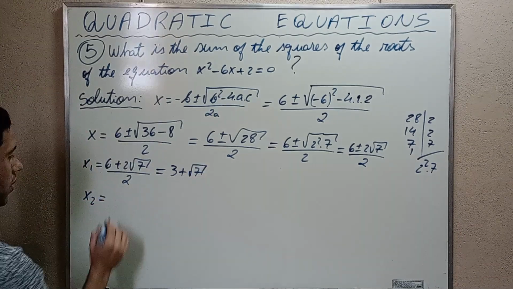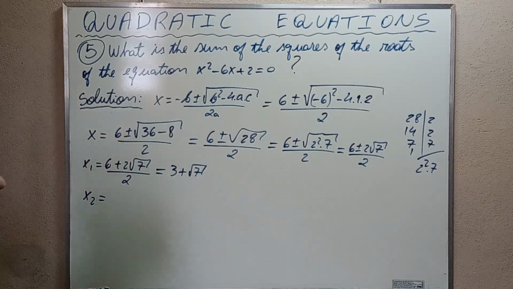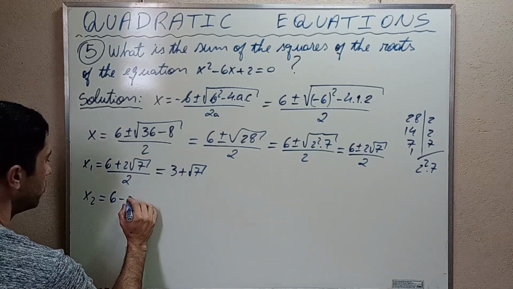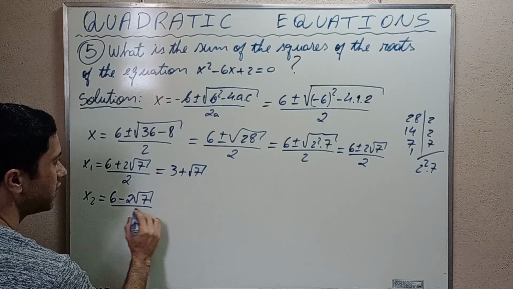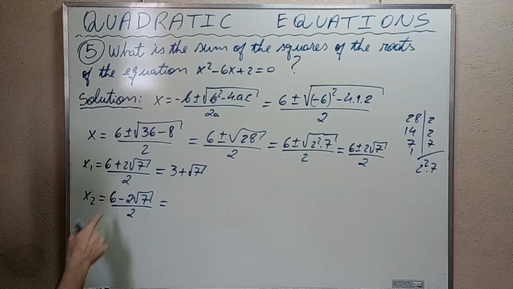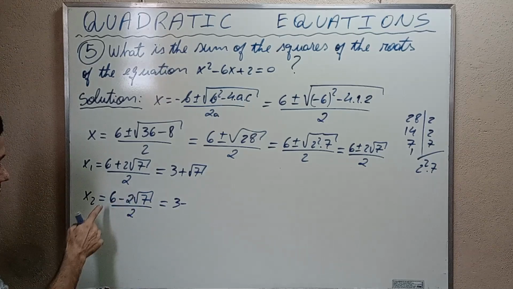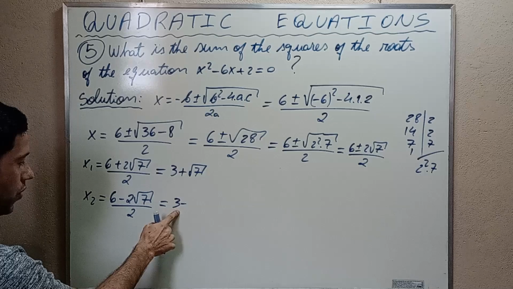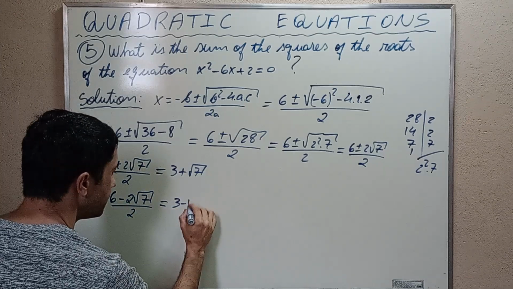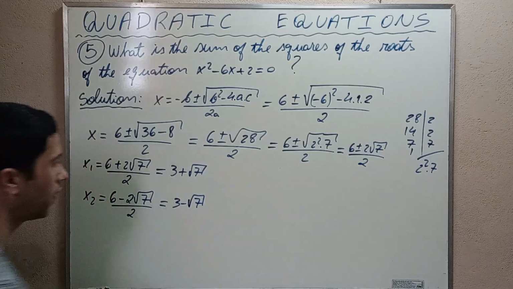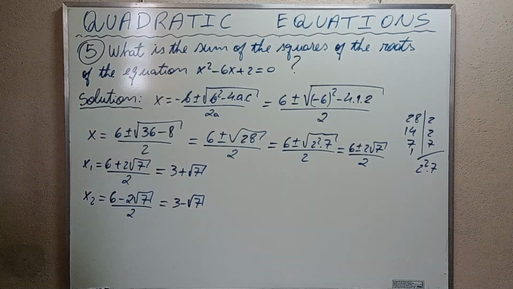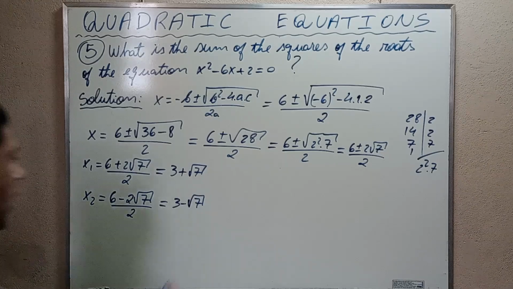And the second solution is, using the negative sign, 6 minus 2 times the square root of 7, divided by 2. And this, similarly, I divide here and here by 2. Remember, 6 divided by 2 is 3, 2 divided by 2 is 1. Okay? These are the roots. Now that we know the roots, we simply square them and sum the squares as the exercise requested.